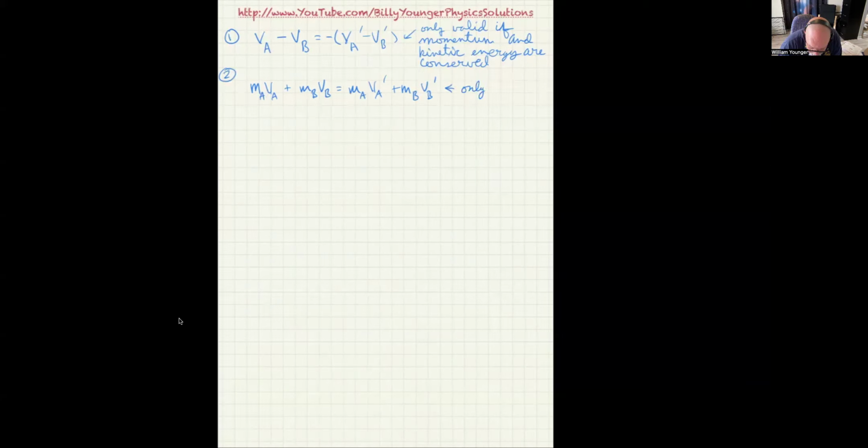Only valid if momentum is conserved. Now that didn't get written so well, so I'm going to rewrite it because I'm OCD. So these are the two equations.